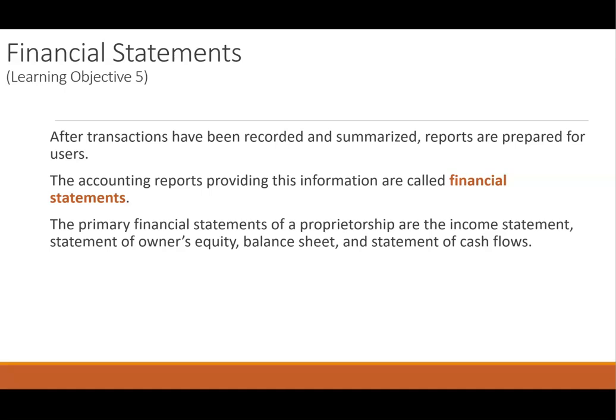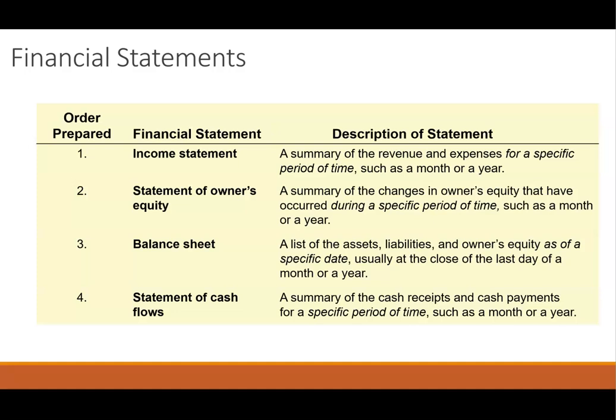Now, after transactions have been recorded and summarized, then we prepare reports. These reports that we communicate to the users are called financial statements. And the main financial statements are the income statement, the statement of owner's equity, the balance sheet, and the statement of cash flows. Now, we first prepare the income statement. It's revenues minus expenses equal our net income.